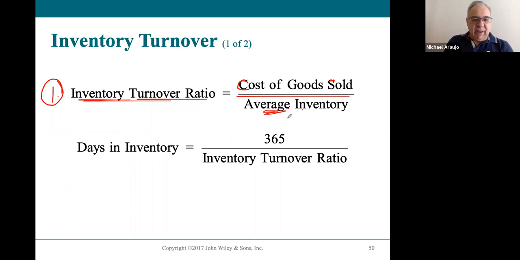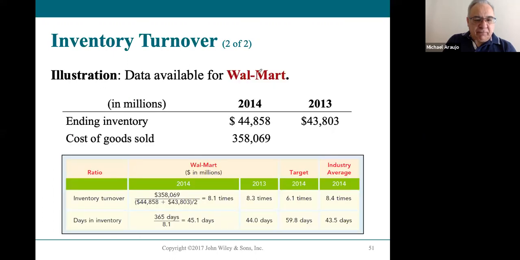Average it out. That gives you the turnover ratio. Once you know the turnover ratio, you can compute the number of days you have your products in stock. You take 365 and divide it by that inventory turnover ratio. That gives you the number of days. So let's see how it works.